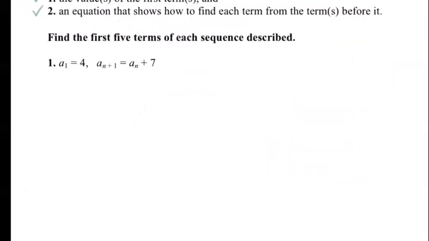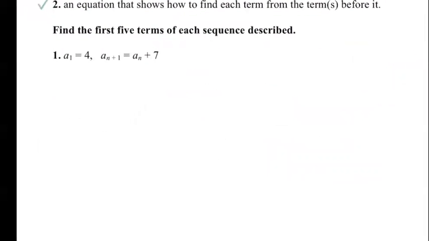So number 1, find the first 5 terms of the sequence described. All right, so we want the first 5 terms. They give us the first one for free. So a sub 1 is just 4. And then they give us this formula right here. So a sub n plus 1 is equal to a sub n plus 7.